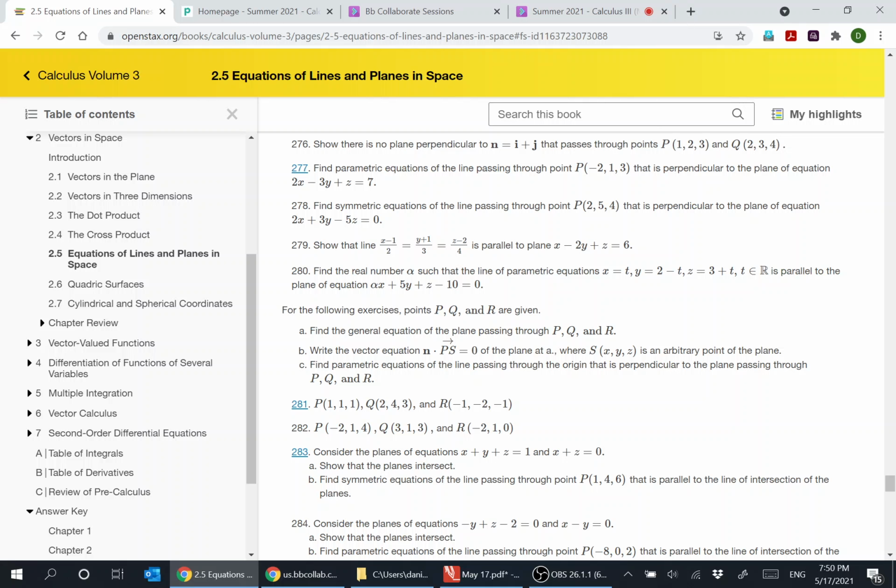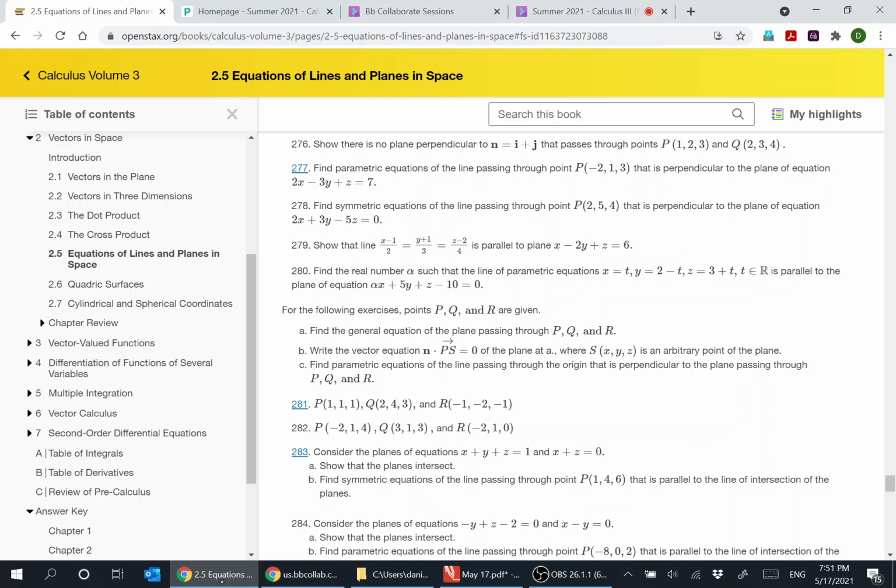So I like these kinds of problems here. We've got these 3 points given, P, Q, and R. And 3 points are enough to define a plane. So since 3 points are enough to define a plane, you have to be able to find the equation of that plane from 3 points. So P, Q, and R are given. Find the equation of the plane passing through P, Q, and R.